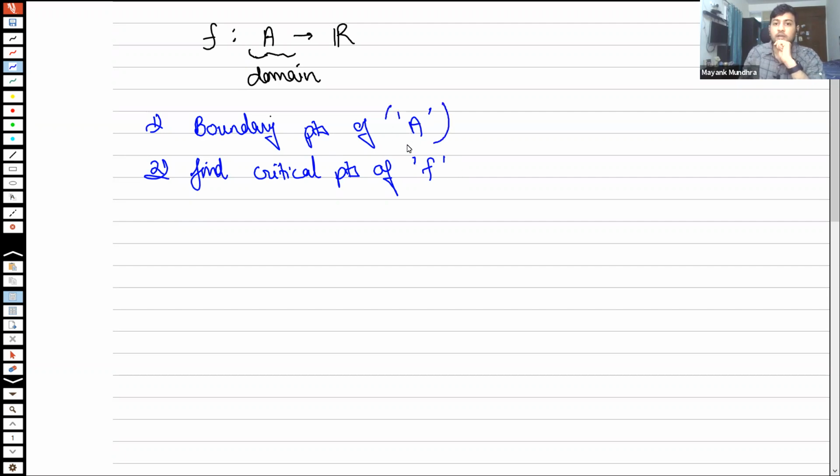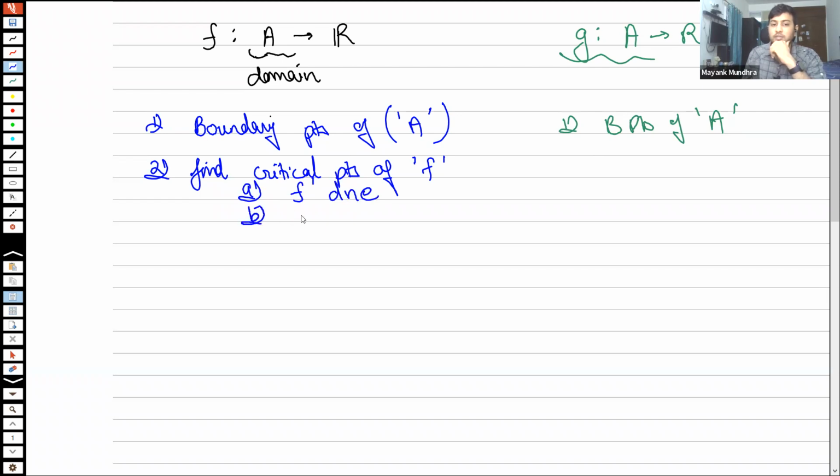All right, so when we are looking at boundary points, f does not play any role. That's interesting, because if you have a function g defined on A to R, even though g is different, the boundary points are going to be the same because the domain is the same. But the critical points are going to be different. Critical points have two types: first, where f prime does not exist, the derivative does not exist, and second, where f prime is equal to 0.